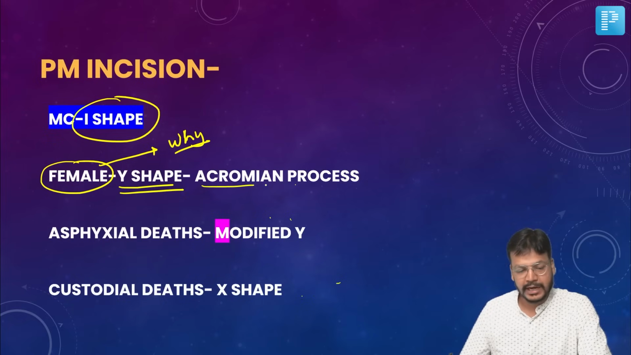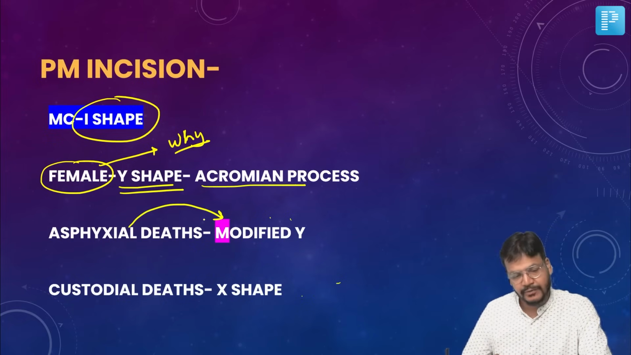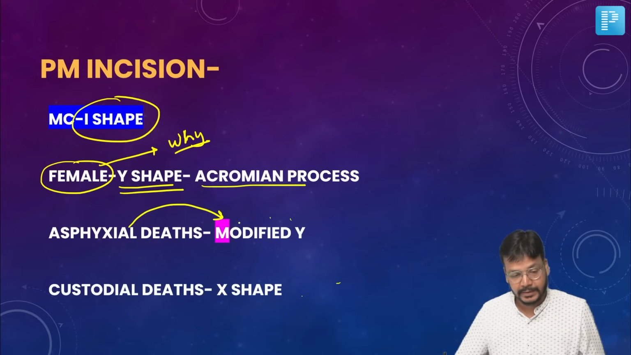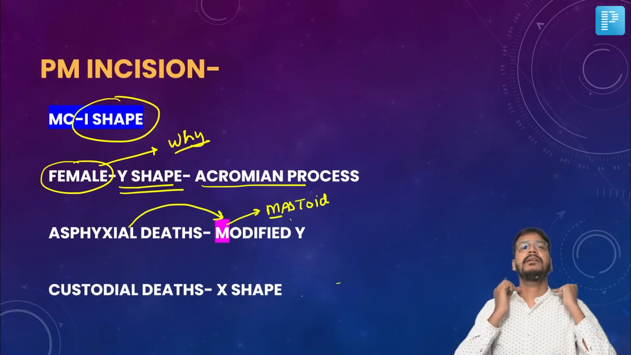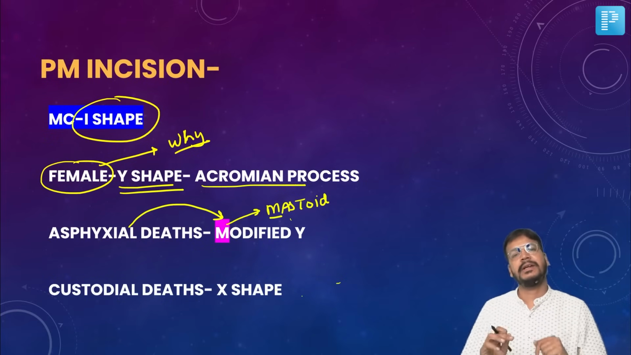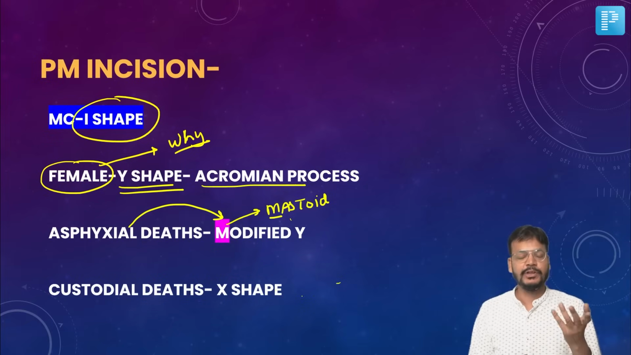Y shape starts from the acromion process in females. In asphyxial death, a modified Y shape is done, and I am telling you the trick. M for modified Y shape, M for it starts from the mastoid area. It starts from the mastoid area, then the suprasternal notch, then a straight line. I will show the picture also.